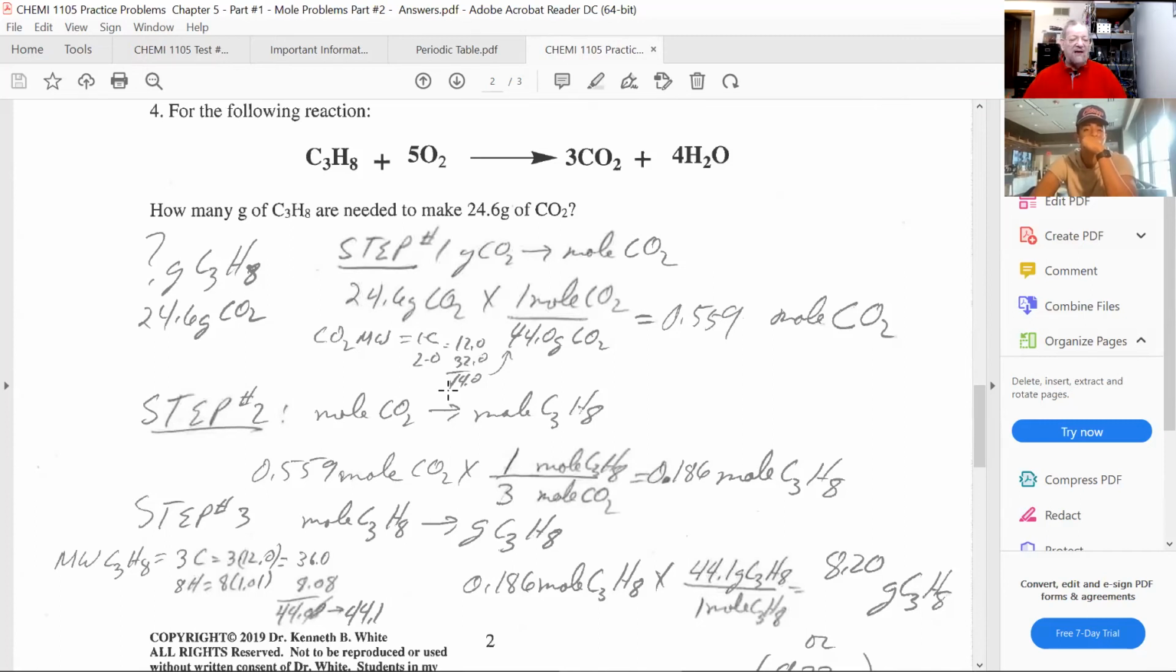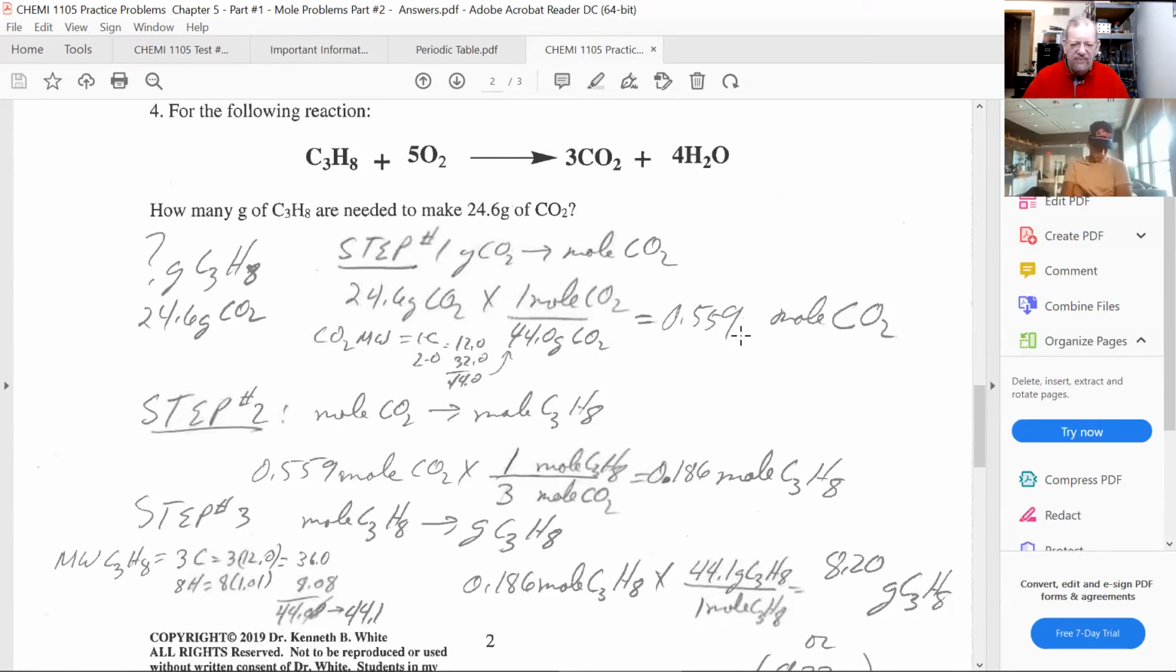And if we do the math, but before we do, grams of CO2 divided by grams of CO2 cancel out. We're left with moles of CO2. And this is three significant figures. The one is an exact number. The CO2 grams is 3. My answer is 3 significant figures.